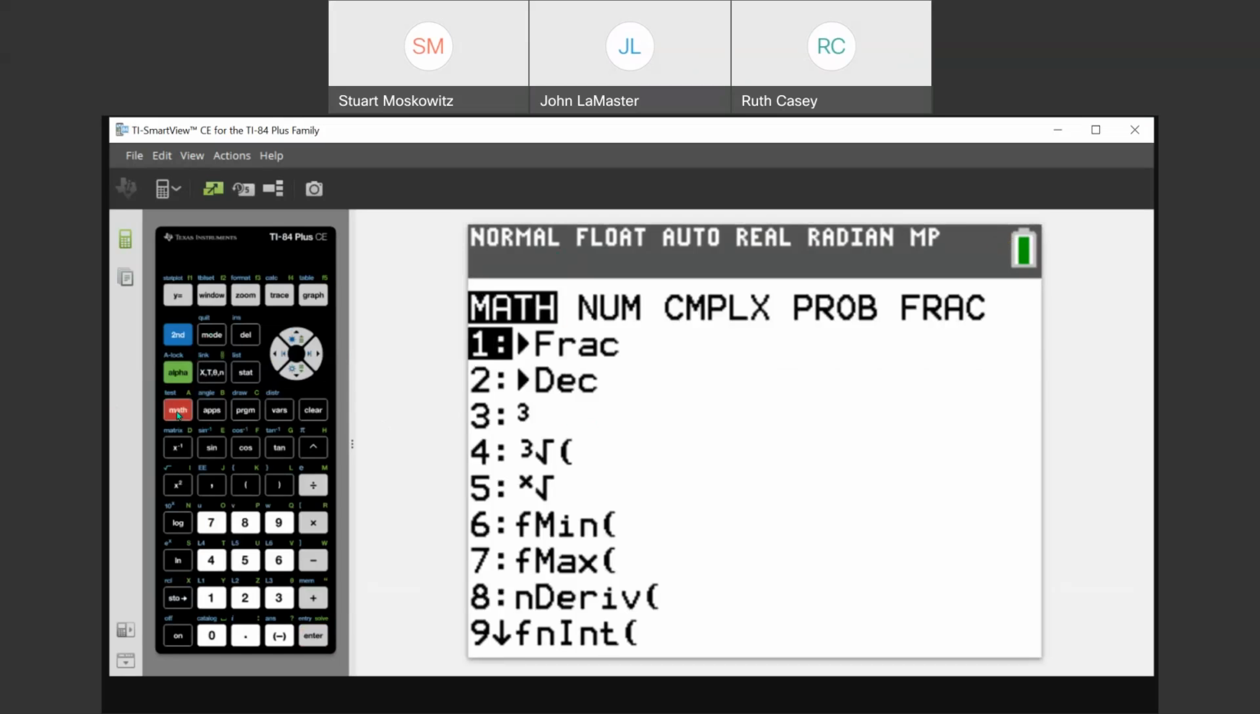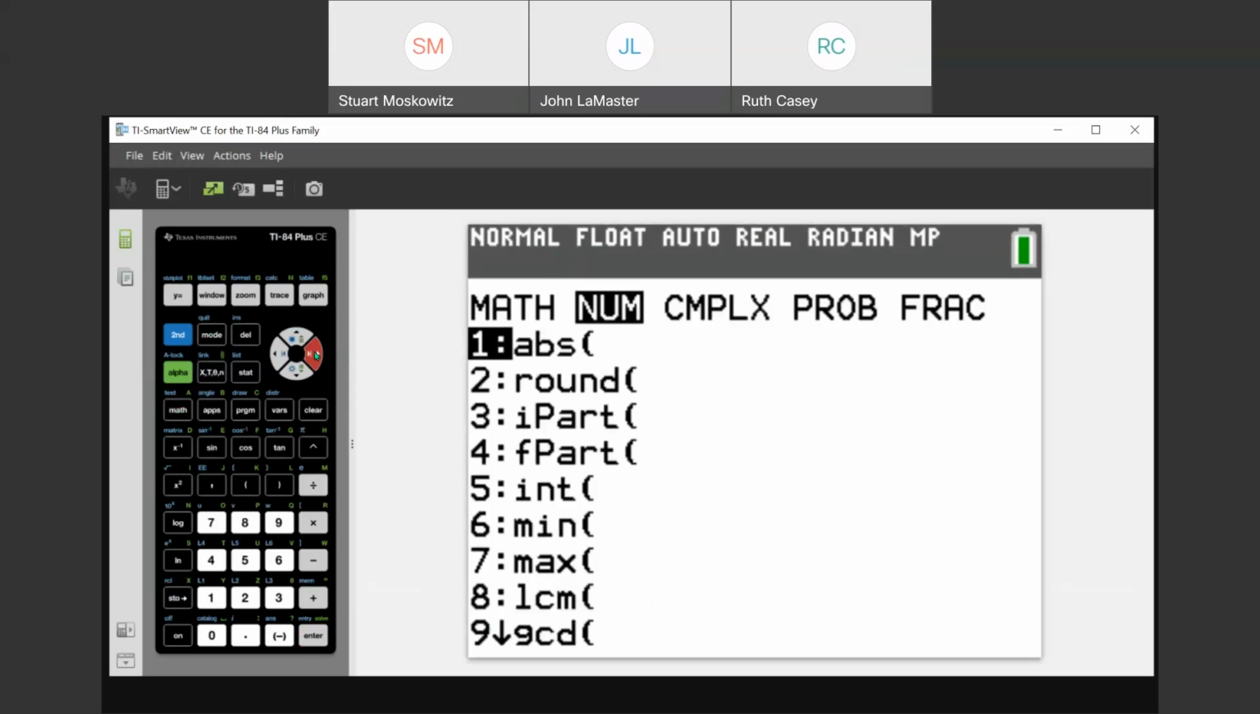Now I can go to math. I want absolute value. Well, I haven't gone to this number menu yet, so I'm going to go over to number. This is where I get absolute value. And notice everything has the parentheses. So in classic mode, you're going to see that parenthesis, but it may not always be obvious. Lowest common multiple, greatest common divisor.